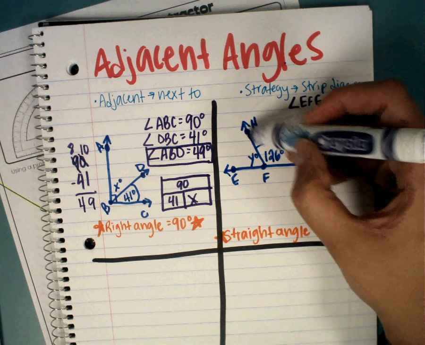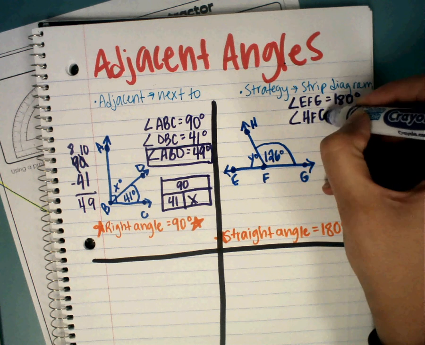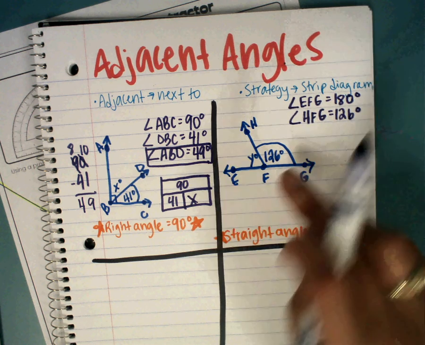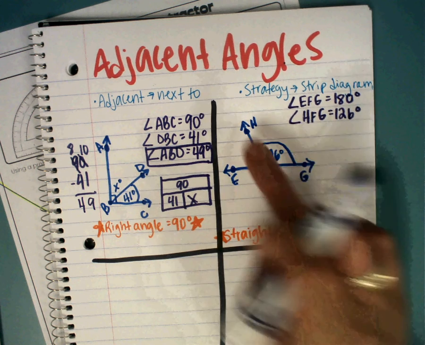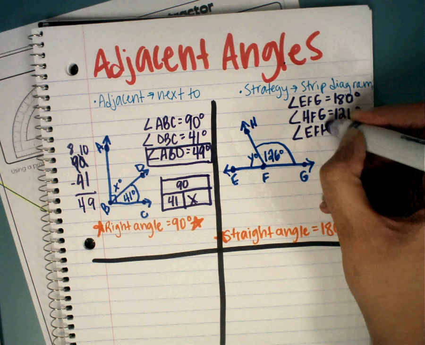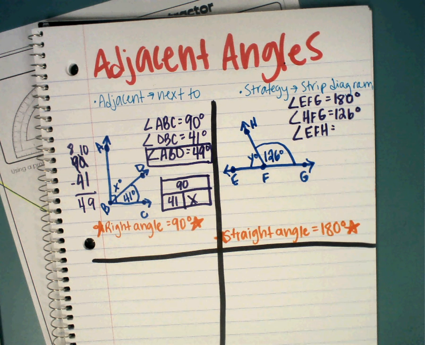We know that angle HFG equals 126 degrees. And we're trying to find what? Angle EFH. Notice how I'm naming these. EFH is what we're trying to find. We don't know what that is right now. Okay? Make sure your name is on the back. And that's what we're trying to find.